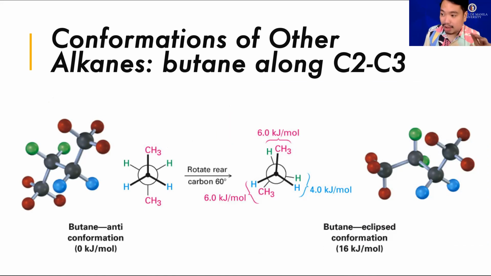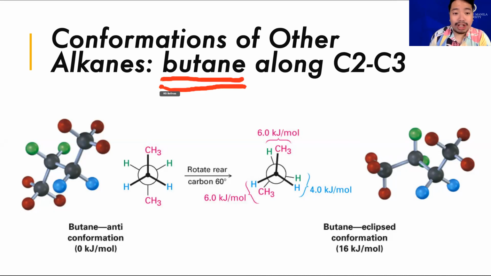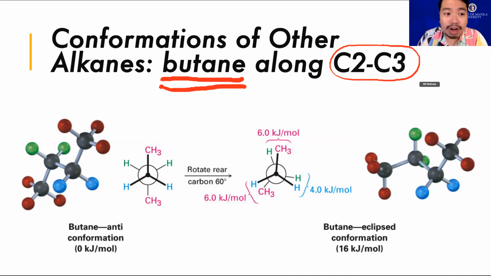Let's go ahead and now analyze a larger molecule. Let's look at butane. When analyzing larger molecules that have more carbons, we will always designate what point of view or what perspective we're going to use. So in this particular analysis, we're going to look at butane, which is a 4-carbon molecule, but we're going to view along the point of view of sighting along carbon 2 to carbon 3.